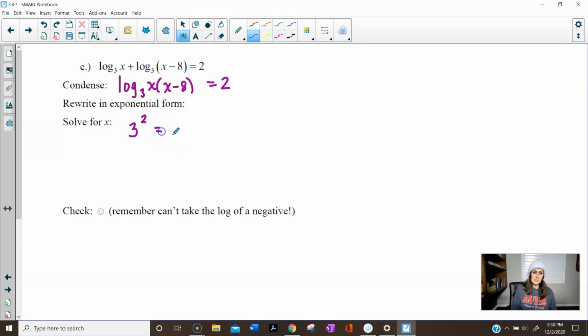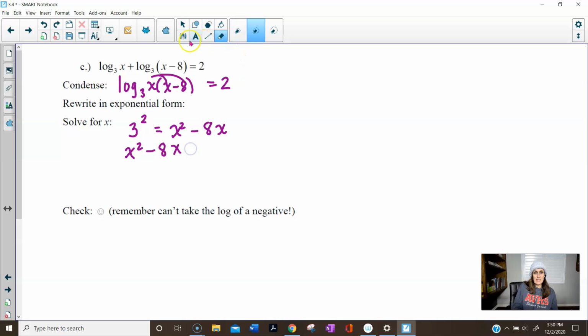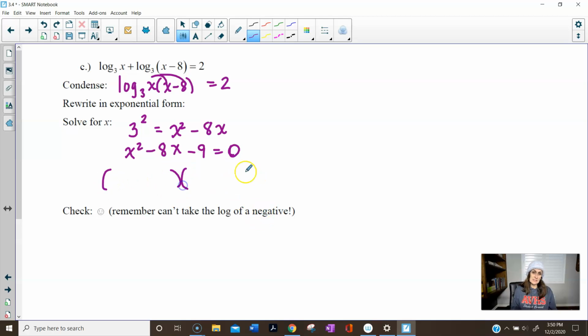And the answer is x squared subtract 8x. And I just distributed. All right, from there we have a quadratic equation. So the quadratic equation is x squared subtract 8x equal, let's go ahead and subtract that 9 over. Subtract 9 is equal to 0. And you would factor this.